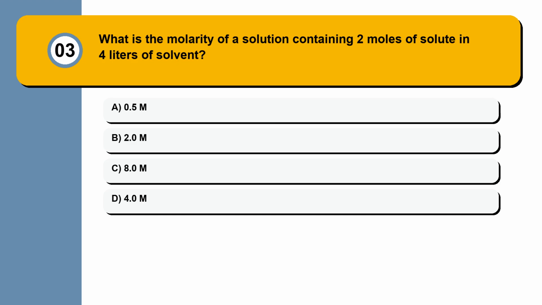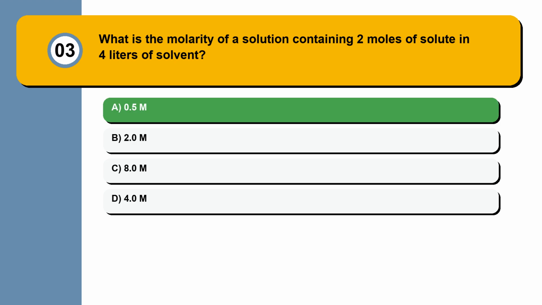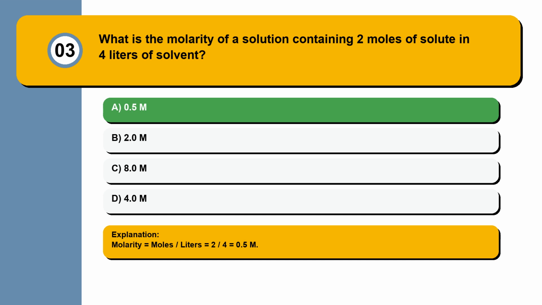Question 3. What is the molarity of a solution containing 2 moles of solute in 4 liters of solvent? 0.5 M, 2.0 M, 8.0 M, 4.0 M. Molarity equals moles over liters equals 2/4 equals 0.5 M.